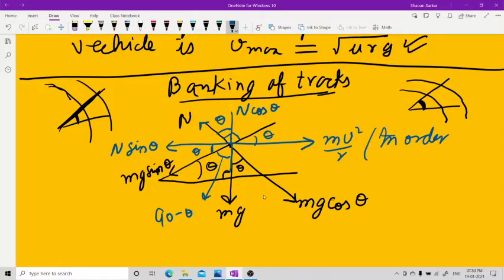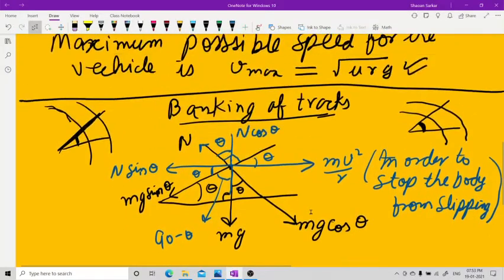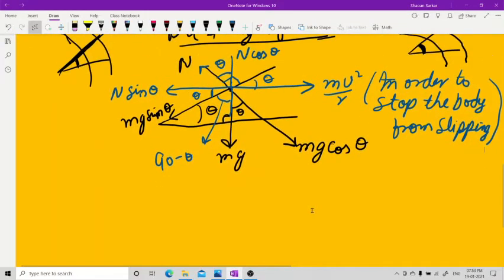in order to stop the body from slipping and going off the track. This is the point. Now what happens is that I just have to equate these equations, and my job is done.